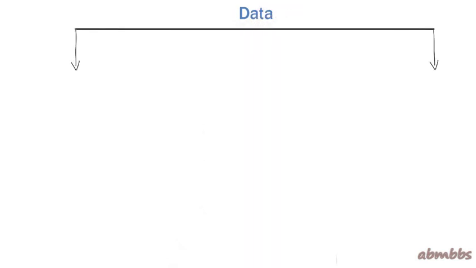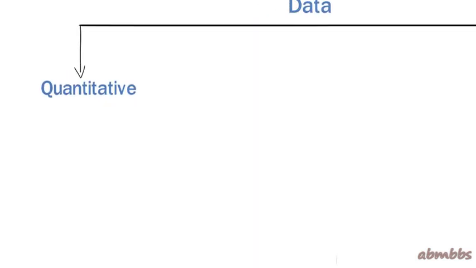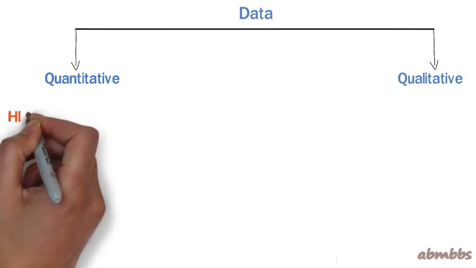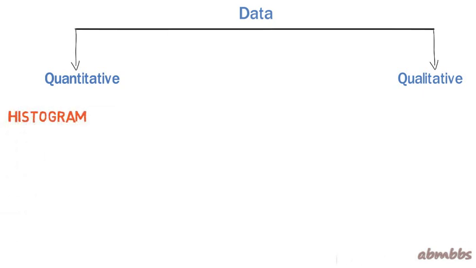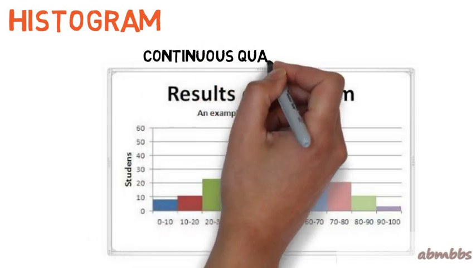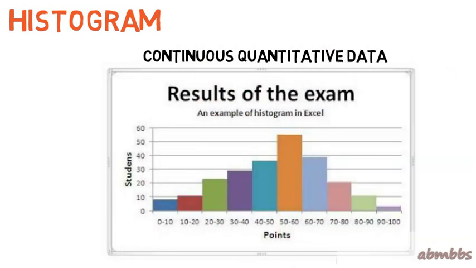We all know that data can be subdivided into two categories, quantitative and qualitative. So, now we will discuss the various ways to present quantitative data. First is histogram. A histogram is a graphical presentation for continuous quantitative data. The continuous groups are plotted on the x-axis and the frequencies are marked on the y-axis.